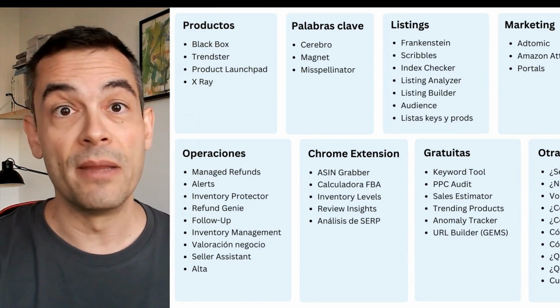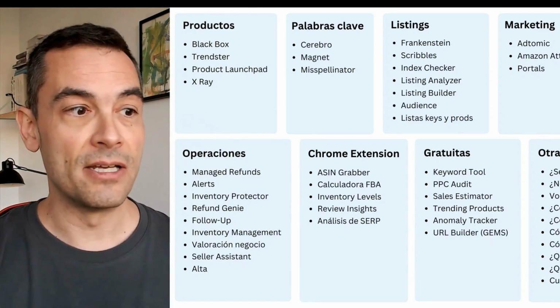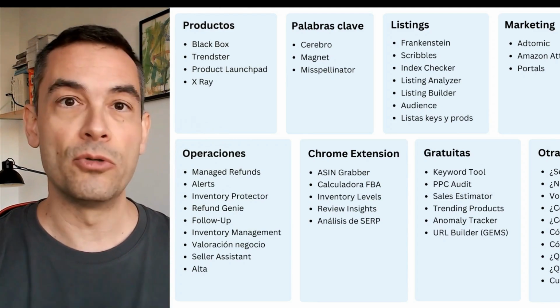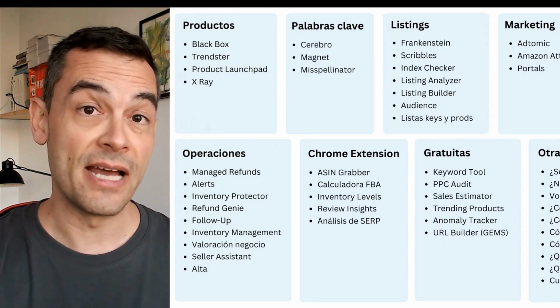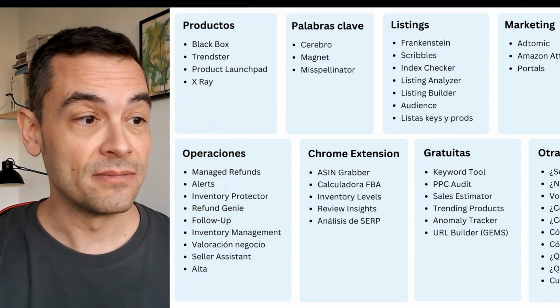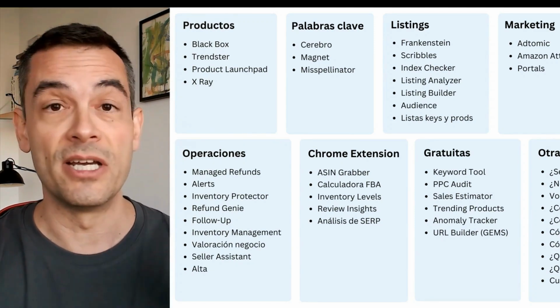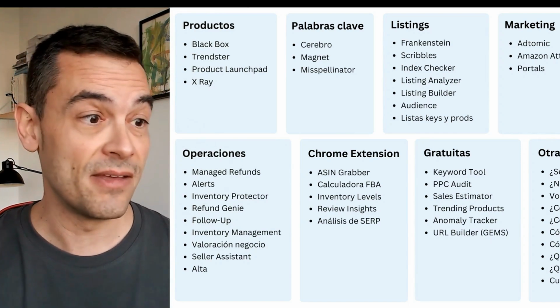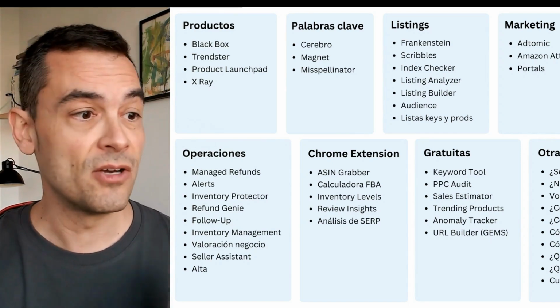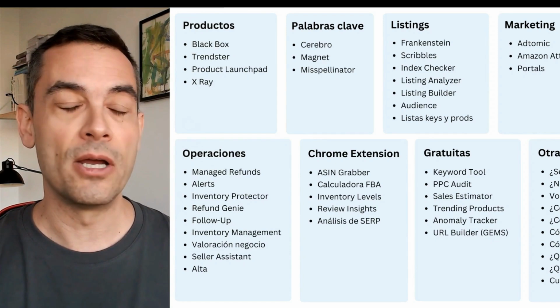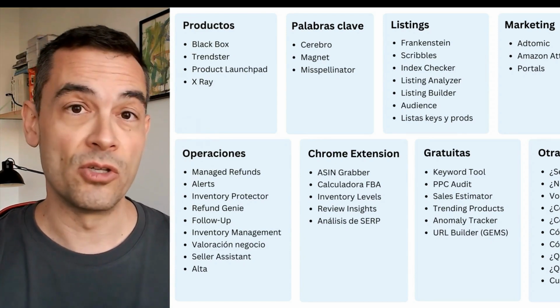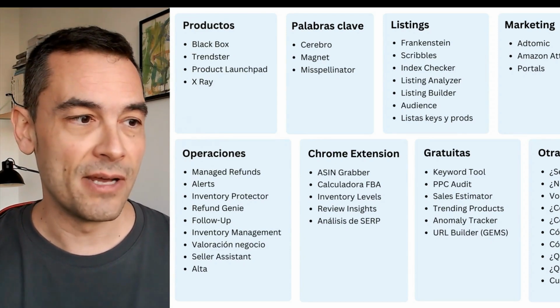X-ray in more depth. Then async grabber, the FBA calculator, inventory levels, review insights, and the SERP analysis, the Amazon search results page. Then we'll look at all the free tools section where they've added some new ones. So we have the keyword tool, the PPC audit, the sales estimator, trending products, anomaly tracker, and the URL builder, which is one of the oldest tools Helium 10 had.